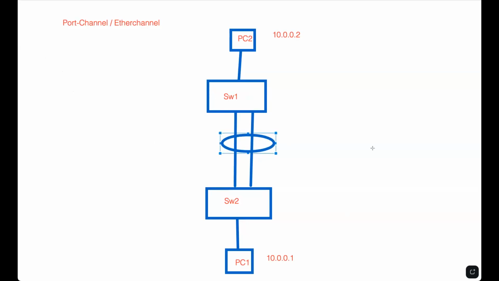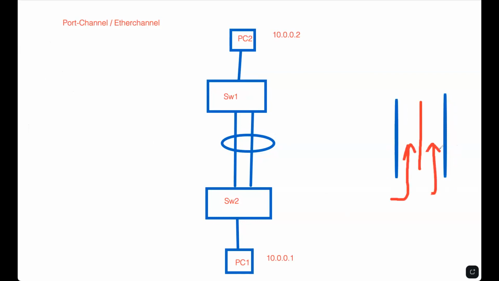Think about it like you just have one road, but inside one road, you will have two lanes. Your traffic can go via lane 1 or lane 2 to the other side, but this is all one road. Similarly, there are two links, but you're bundling them as a single link. From the spanning tree perspective, this is only one link, because if spanning tree knows that there are two links, it will block one of the links. So to manipulate spanning tree, we are bundling it as a single port channel.